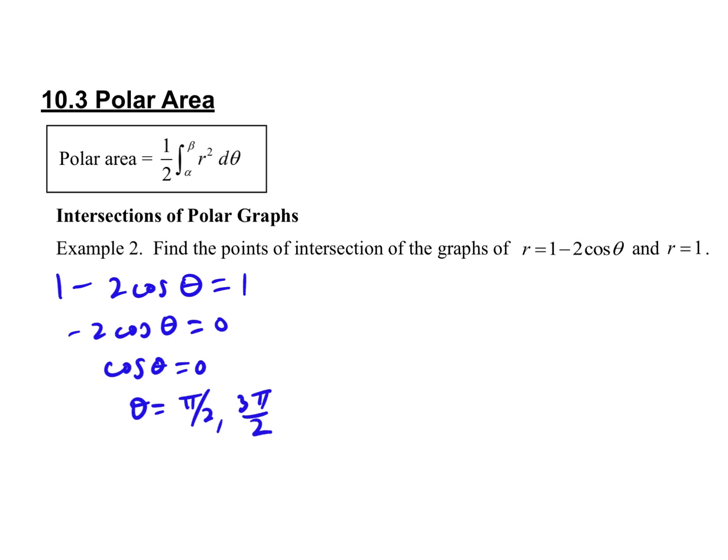Which means r is 1. Like, r is always 1. So when you plug pi over 2 in and 3 pi over 2 in, r is going to be 1. So it gives me 2 points of intersection. But we know from the graph that there are 3. So doing just this isn't enough. You have to also look at the graph.